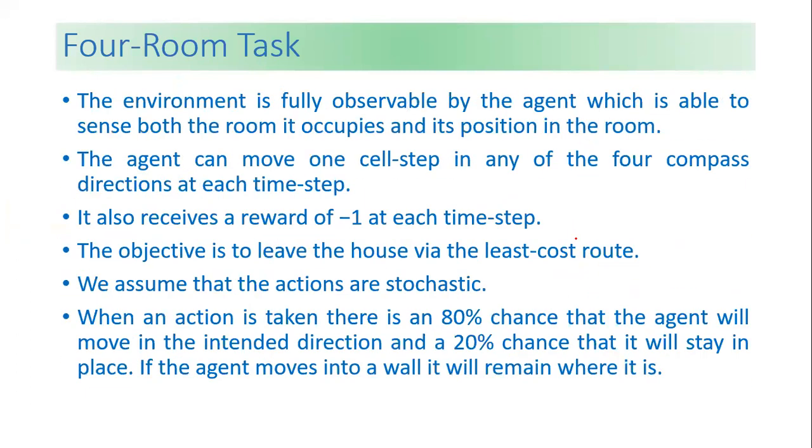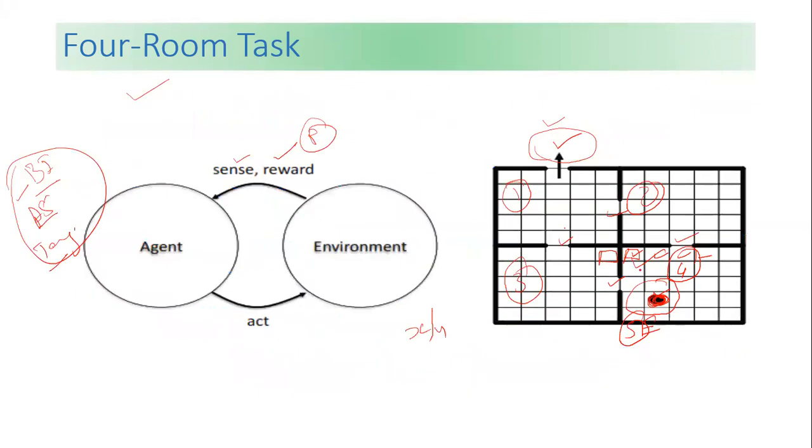Clear? Now, the environment is fully observable by the agent, which is able to sense both the room it occupies and its position in the room. So the agent can move. What will be the meaning of the move? Whatever the move is, what does that mean? One cell step in any of the 4 compass directions at each time. What that means is, if our agent is there.